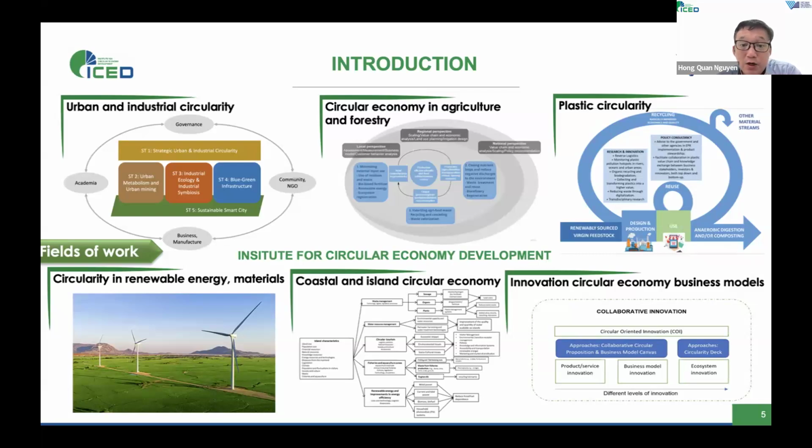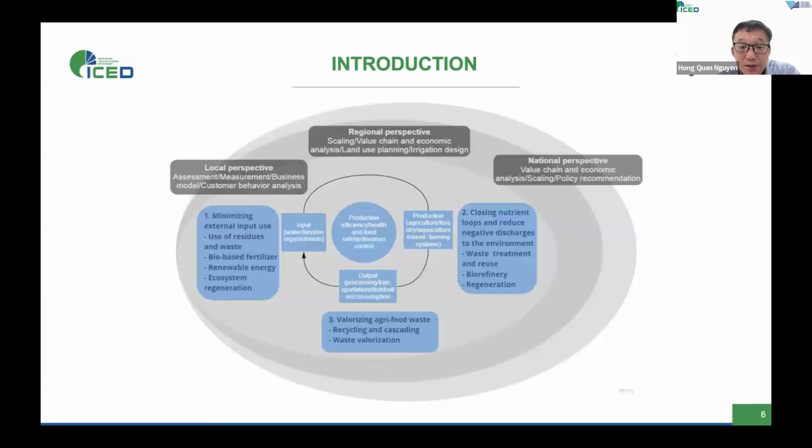The second one is circular economy in agriculture and forestry, where my colleague Dr. Tu is working. We can look at it further later, and there is also some other work on plastic, renewable energy, circular business models, and innovation. Just to give you more detail on circular economy in agriculture, we look at the different steps in the value chains, from the inputs, water, land, nutrients, to production and consumption, and also across different levels, from farming system to regional or national levels.